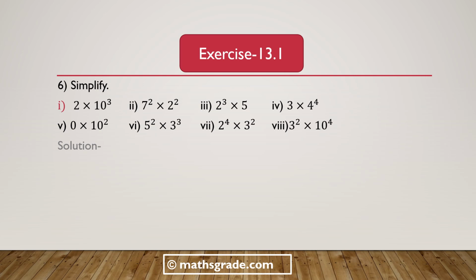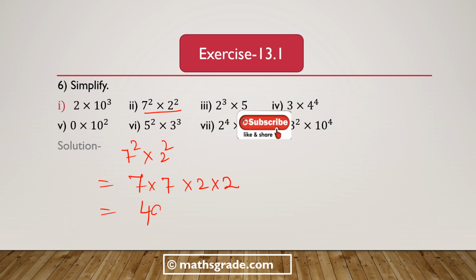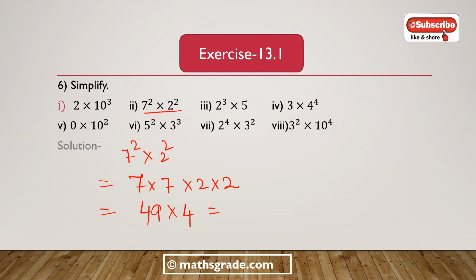Now we solve question number second bit 7 square multiplied with 2 square. We have to simplify this exponential number. 7 square means 7 multiplied 2 times and 2 square means 2 multiplied 2 times. 7 multiplied by 7 and 2 multiplied by 2. 7 multiplied by 7 is 49 and 2 multiplied by 2 is 4. 4 times 4 is 16 and 4 times 9 is 36. 196. This is the value of this exponential number 7 square multiplied with 2 square.